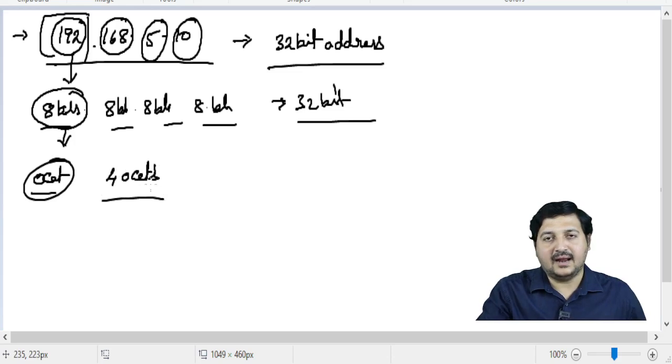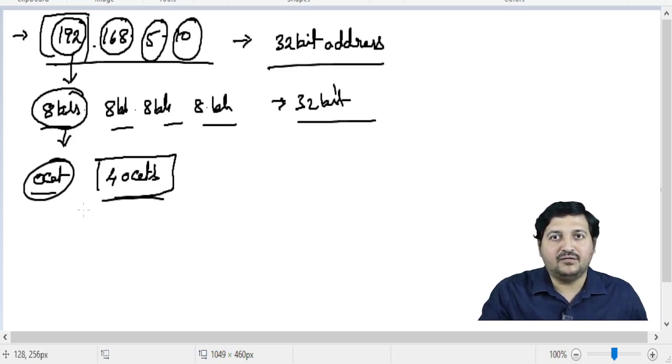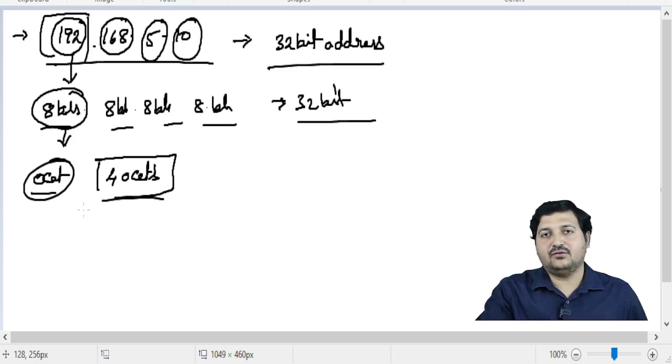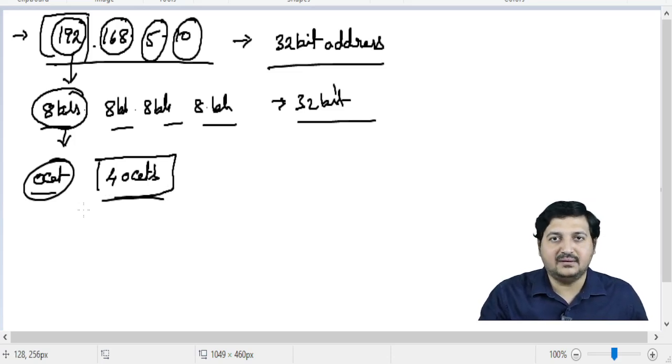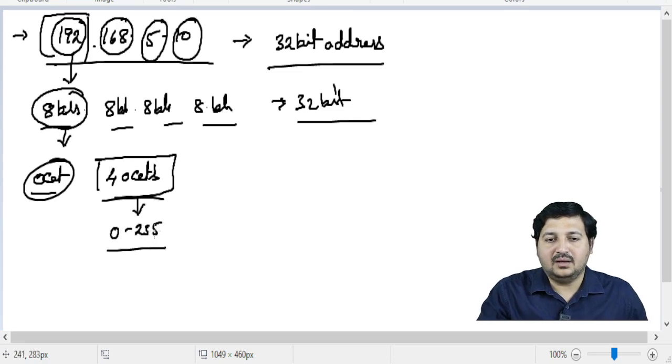In an IP address we have 4 octets. Sometimes they may ask you what is the range of each octet. So you should say the range of each octet is 0 to 255.